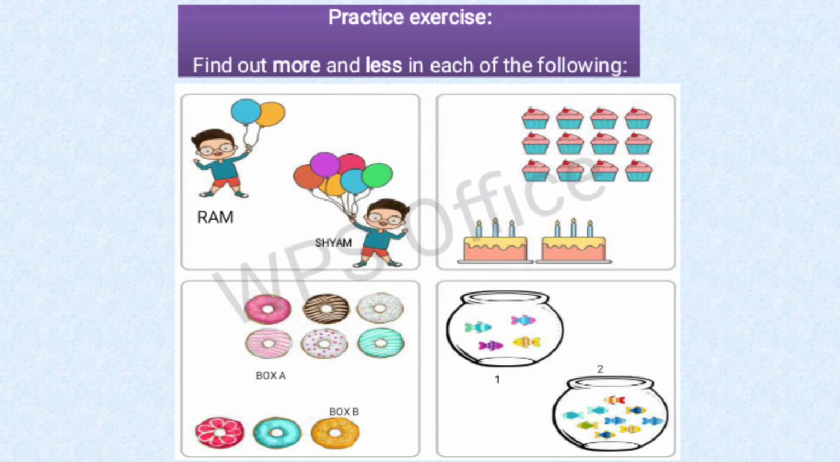In figure C, which box has more number of donuts? Yes, box A has 6 donuts while box B has only 3 donuts. Look towards figure D. Which fish bowl has more number of fish? Yes, the second fish bowl has more number of fishes. It was a fun exercise.